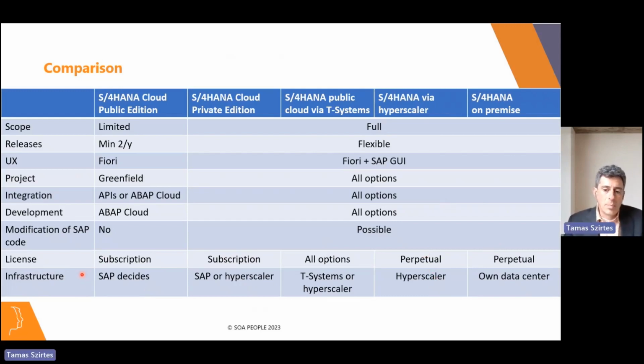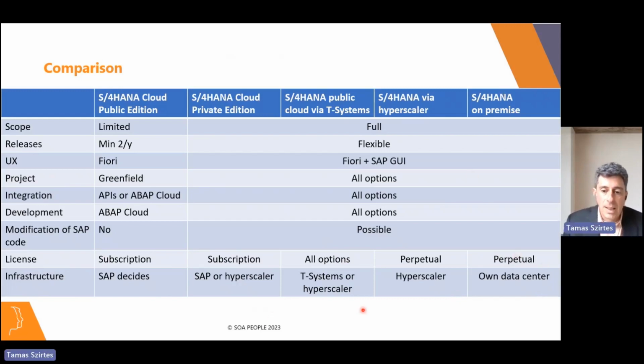And infrastructure, that would be obvious by now: if you are in the public cloud, then you buy a service from SAP, so you are not deciding on the infrastructure. That's completely managed by SAP. If you choose private, so you have your own system, then you can choose: do you want to use an SAP data center or which hyperscaler? If you work with T-Systems, then you choose between T-Systems or a hyperscaler. If you go on a hyperscaler, then you are on a hyperscaler. That's logical. And if you are on-prem, you are on-prem.